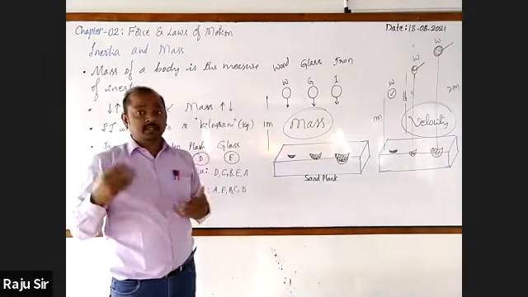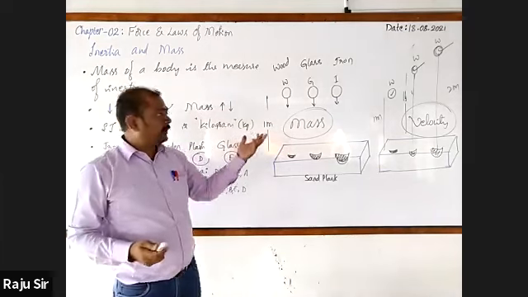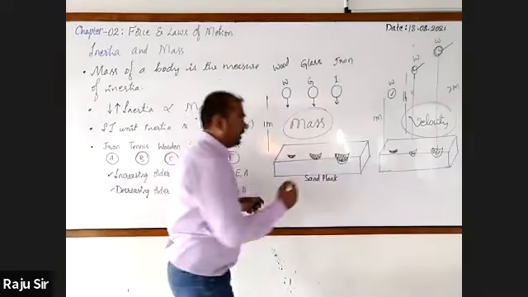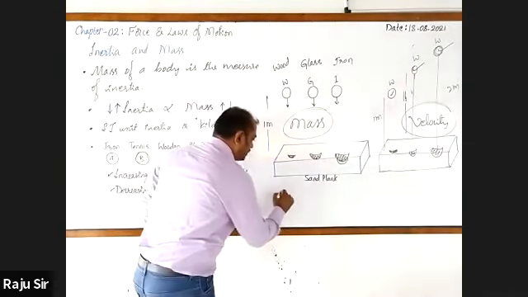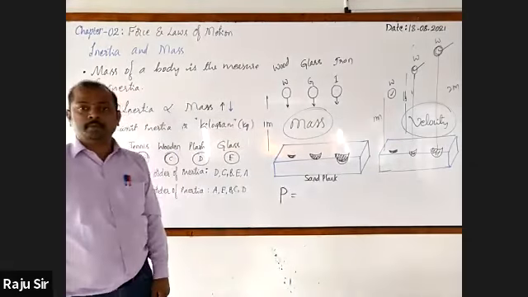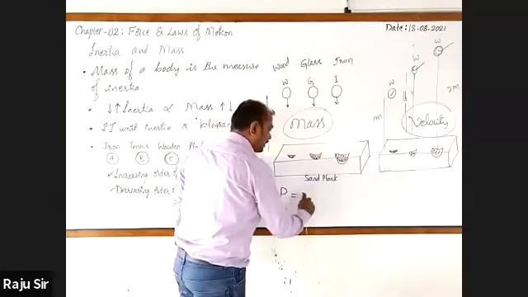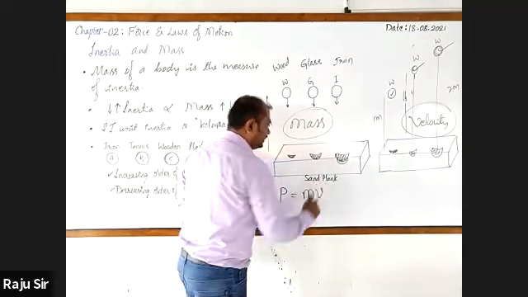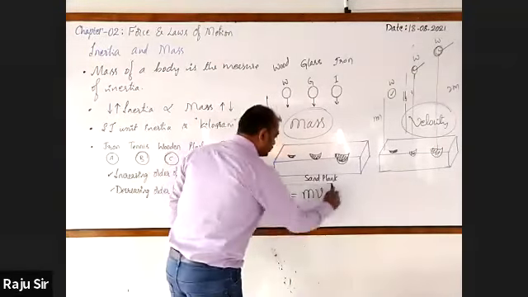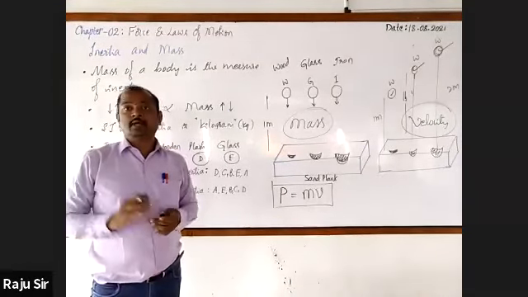And mathematically, it is defined like this. Momentum is defined as the product of mass and velocity. We write momentum as P. It is denoted by the symbol P. P is equal to m v, the product of mass and velocity. M into V, not plus, into V. P is equal to M into V is the formula used to find out momentum.